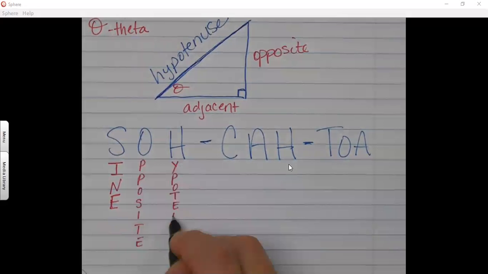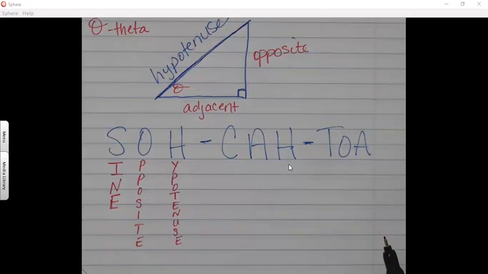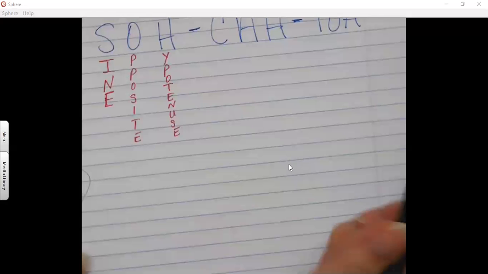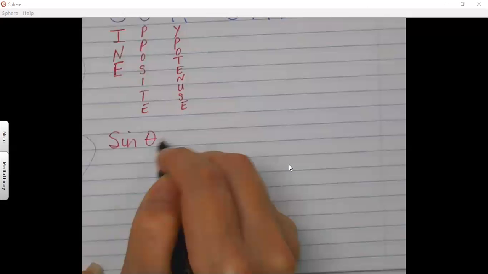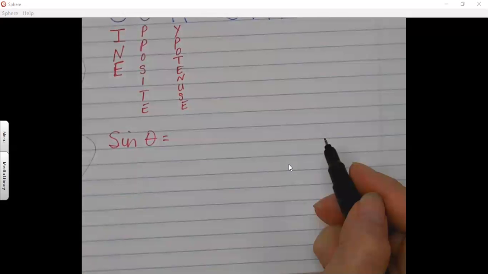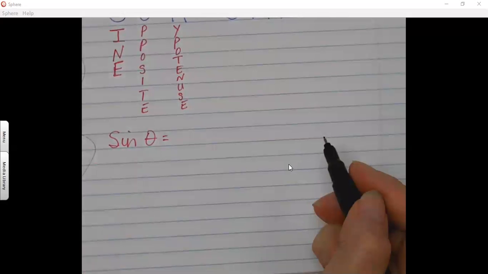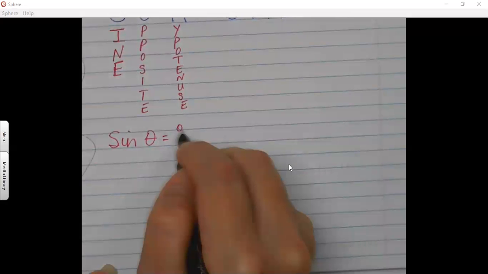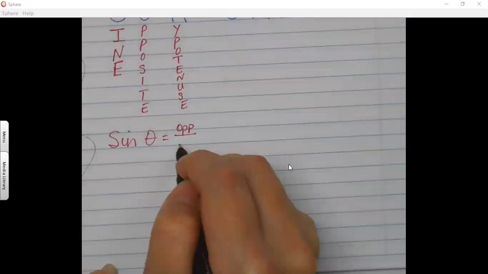So to find the sine of theta, you take the opposite leg and divide it by the hypotenuse. Okay, so how you would write that is, sine of theta equals opposite, I'm just going to put OPP, over HYP. Opposite over hypotenuse. Opposite leg divided by the hypotenuse.